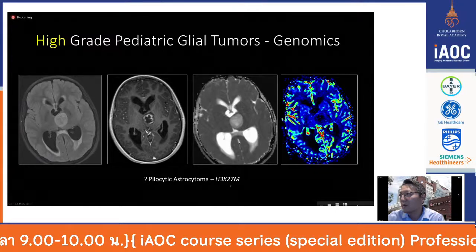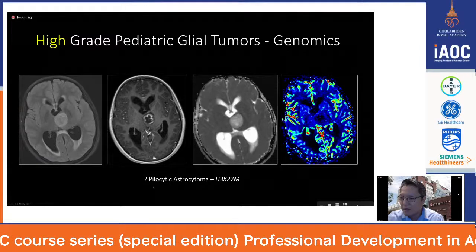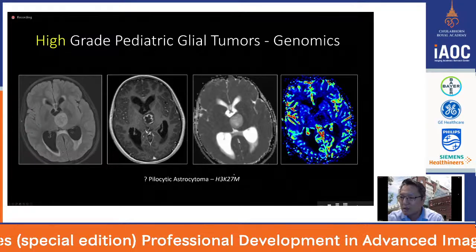And so for this tumor that looked like a pilocytic astrocytoma, even on pathology they thought maybe it had a chance of being pilocytic astrocytoma. Doesn't matter. This mutation means poor outcome. And so unfortunately, this child died within 6 months after this imaging.